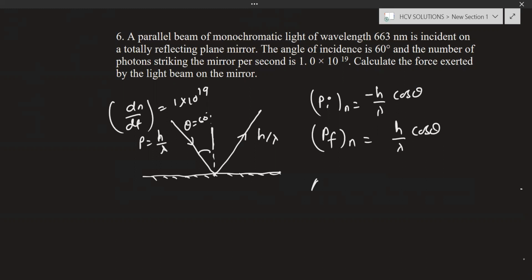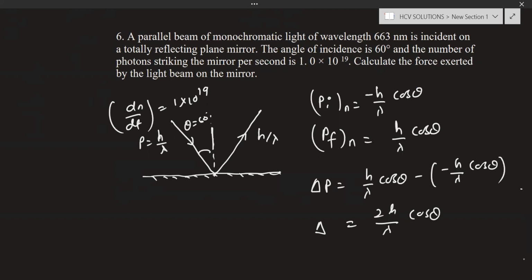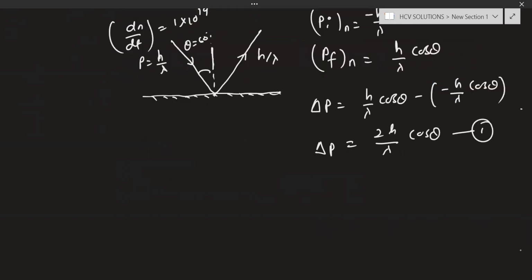We'll write the change in momentum, delta p, as h by lambda cos theta minus (minus h by lambda cos theta), that is, final momentum minus initial momentum. So you can write this as 2h by lambda cos theta. This is the change in momentum of one photon only.